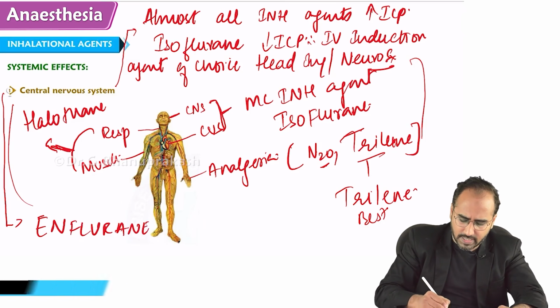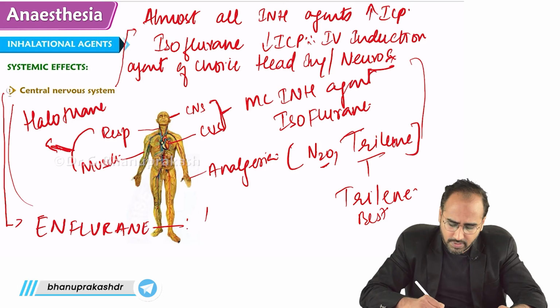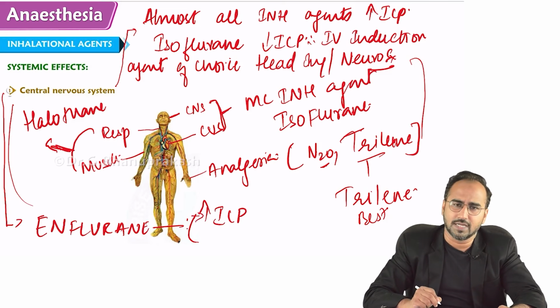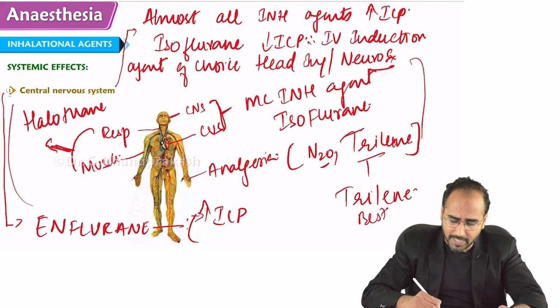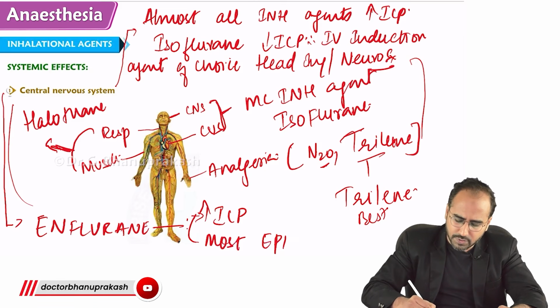Enflurane is highly contraindicated. Why, sir? Why is Enflurane highly contraindicated? Because Enflurane not only increases ICP, it also causes epilepsy. Enflurane is the most epileptogenic inhalational agent.